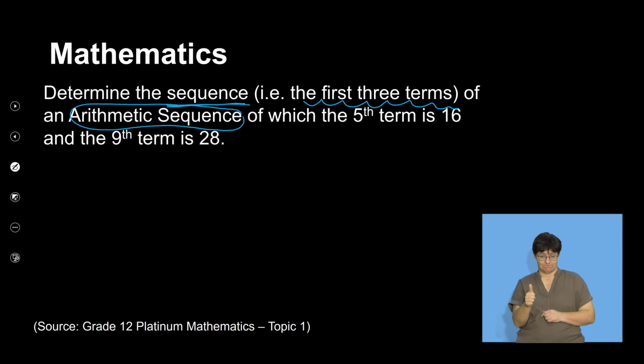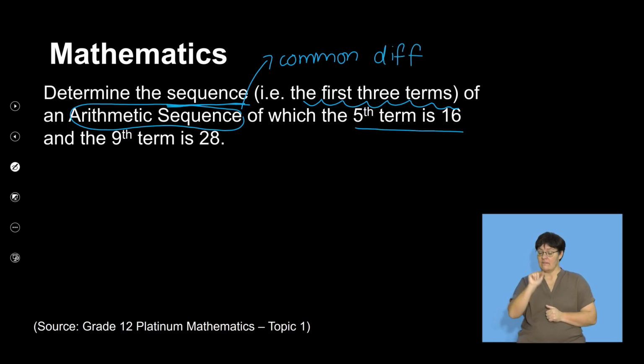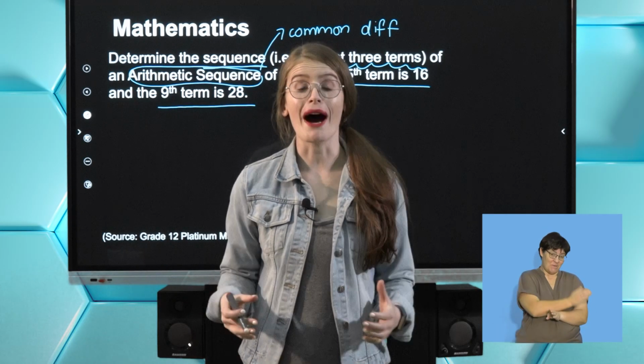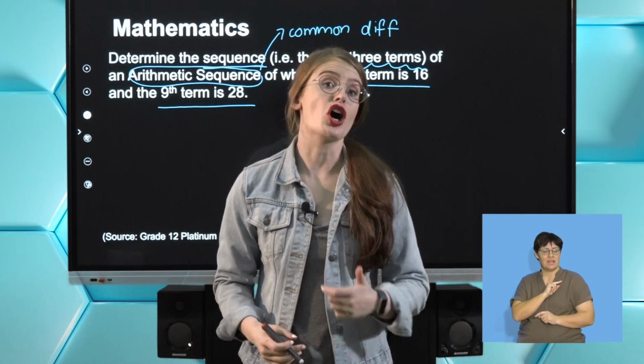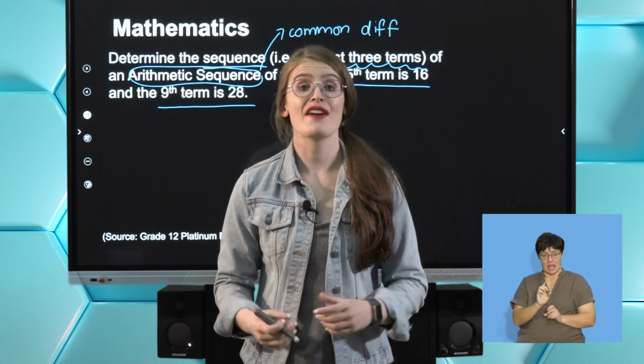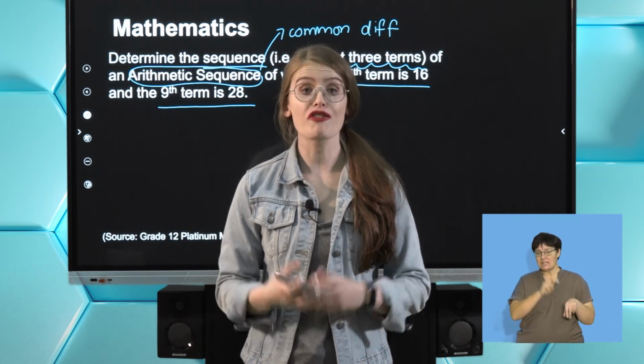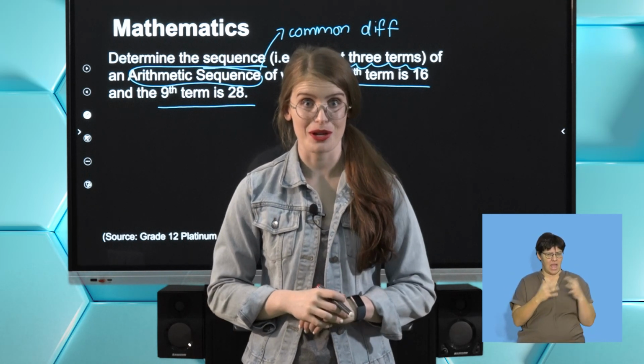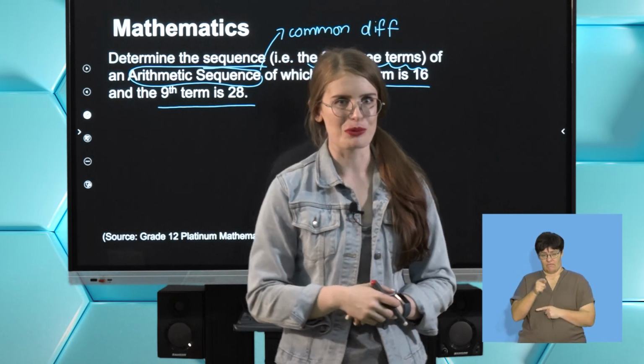Arithmetic sequence means that I know that I have a common difference. We are told that the 5th term is 16 and that the 9th term is 28. This one is slightly different to what I've done in the past. Why? Because A and D are not obvious. So we are going to have to rely on our knowledge of the general form of an arithmetic sequence in order to solve this question. Please turn back to the board with me.